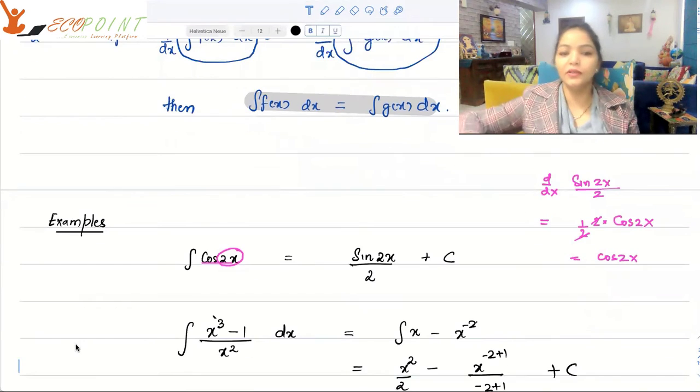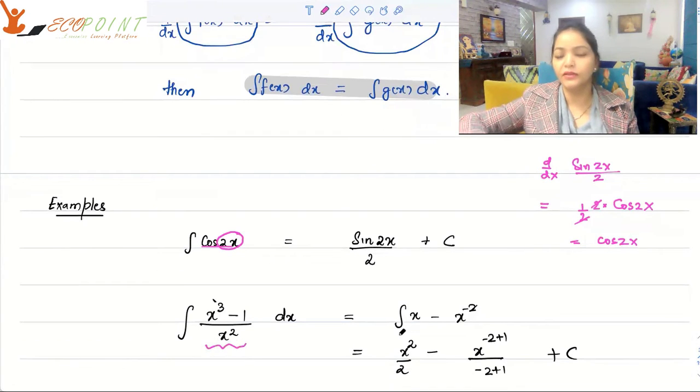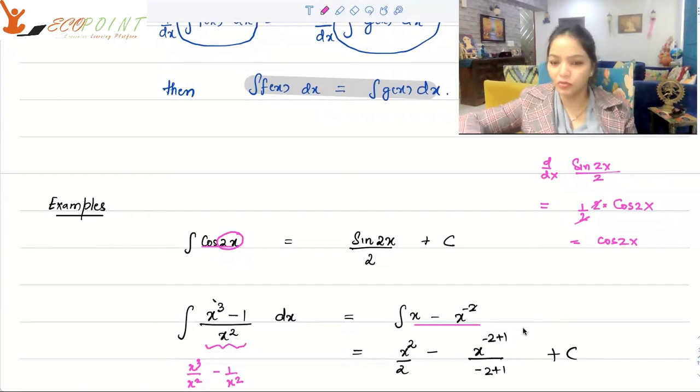Next example, integral of x cube minus 1 upon x square dx. Now, using simple arithmetic, you can of course separate the terms here. So this will be x cube upon x square minus 1 upon x square. So you will just get x here and minus x to the power of minus 2. When you integrate, you will get x square upon 2 minus x to the power of minus 2 plus 1 upon minus 2 plus 1, plus c. Plus c, the reason you all know. Now you know the reason. Plus c should be there.